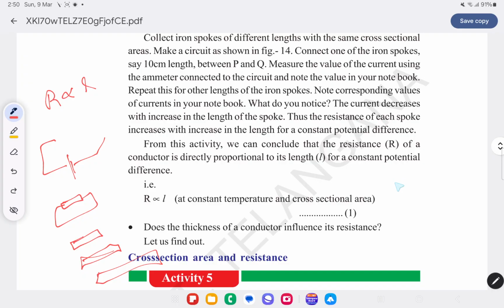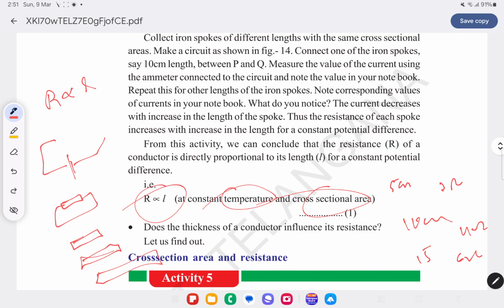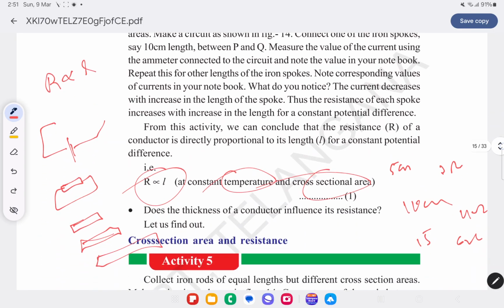Then the 5 centimeter rod will give, suppose, 2 ohms resistance. The 10 centimeter rod may give 4 ohms. 15 centimeter may give 6 ohms. So when length is increasing, resistance is also increasing. Okay? So R is directly proportional to L. But the condition is that at this time, temperature and diameter should remain constant. Area of cross section means diameter in simple words. Okay? Clear about that relation?